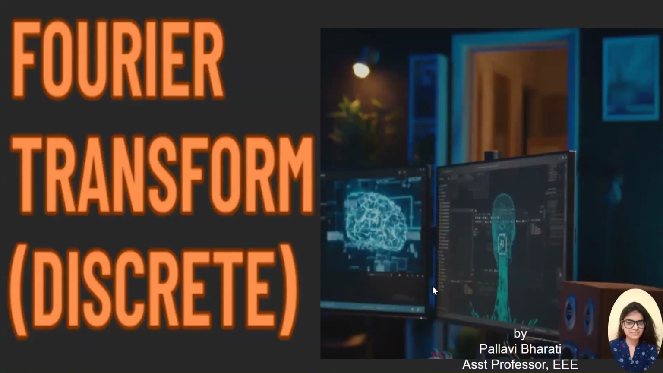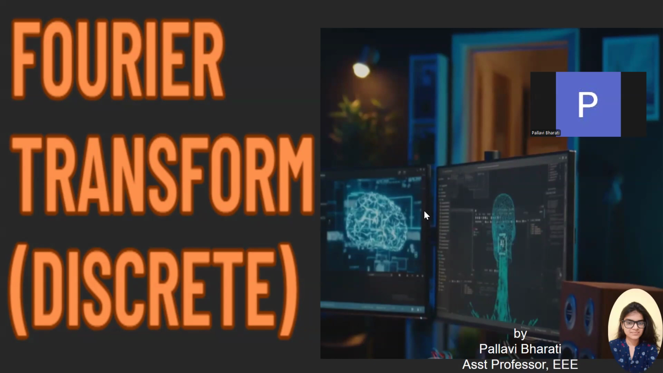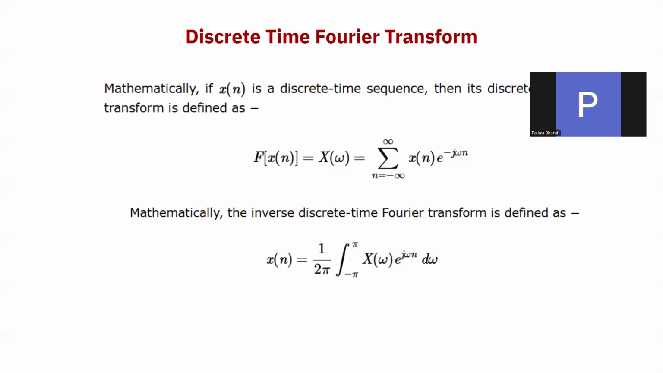We were studying DTFT, discrete time Fourier transform. So we were doing the properties of discrete time Fourier transform. We have already done some of the properties. This is the major formula for the discrete time Fourier transform.